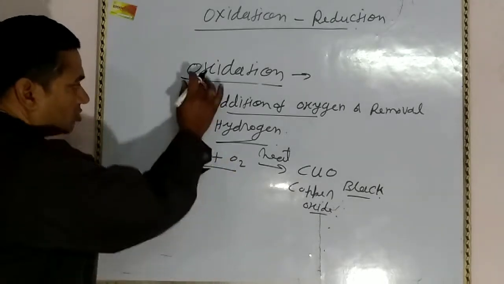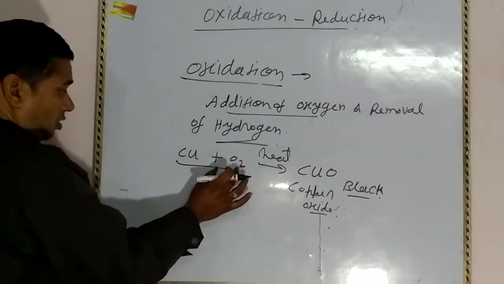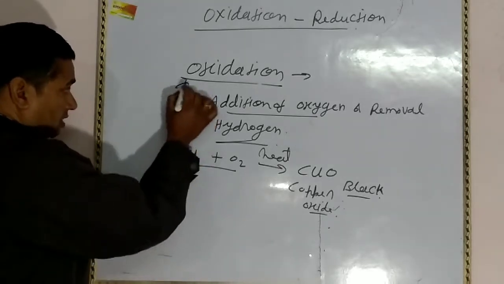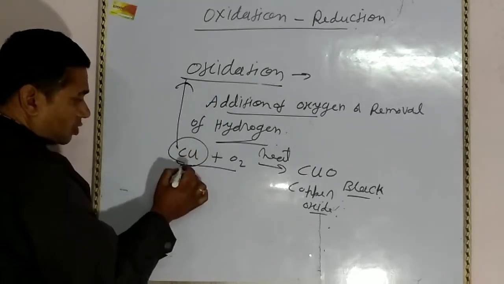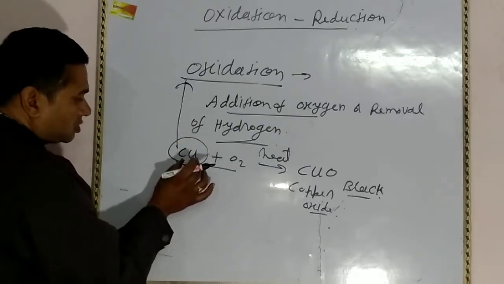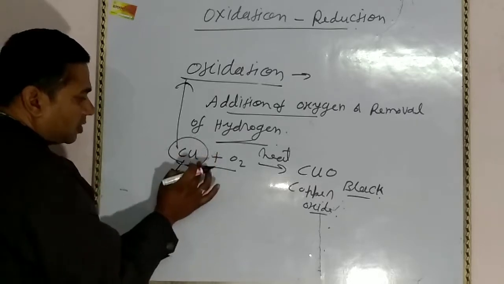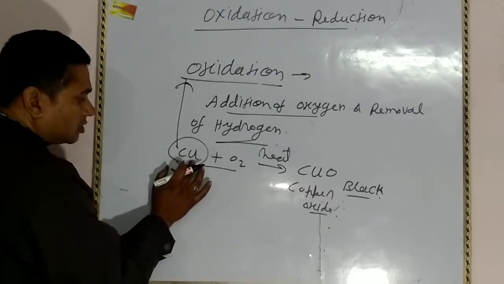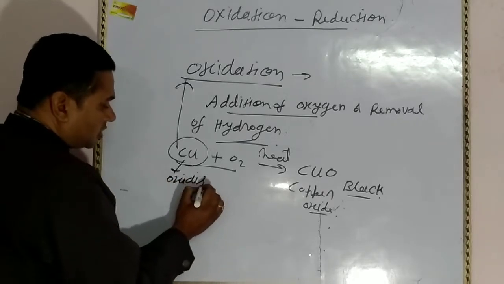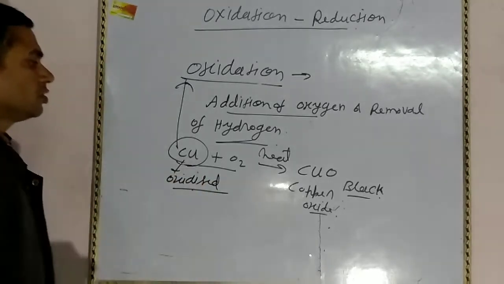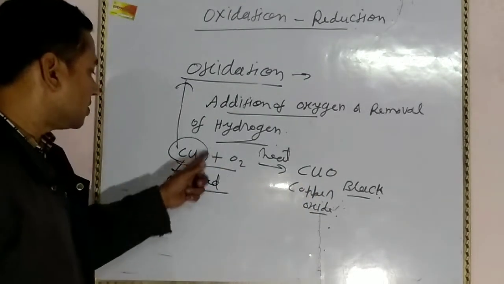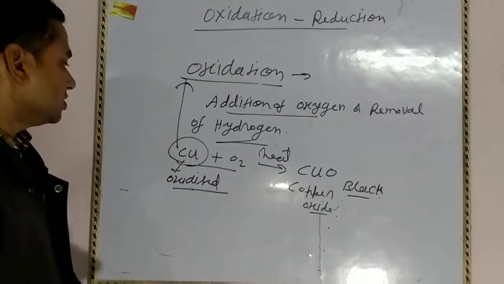This reaction is called an oxidation reaction because oxygen was added to Cu. So oxidation has been done on Cu, copper. Then we say this compound, copper, has been oxidized. Now this compound is oxidized into CuO.